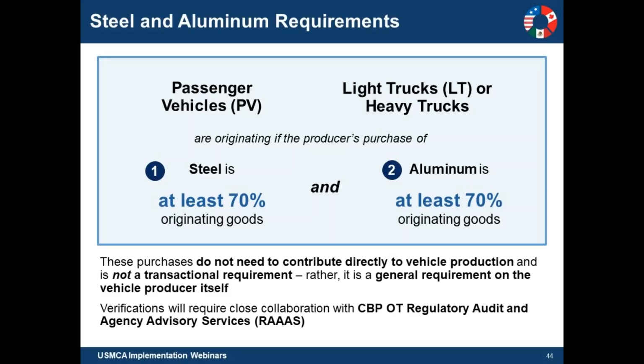USMCA lists the products that will count toward this requirement in Table A.1 of the Automotive Appendix to the agreement. And just to be very clear about this, these purchases of steel and aluminum do not need to contribute directly to vehicle production or even relate to imported merchandise. This is a requirement on the vehicle producer itself. And with that, I will now turn it back over to Adam, who will discuss the new requirement of labor value content.